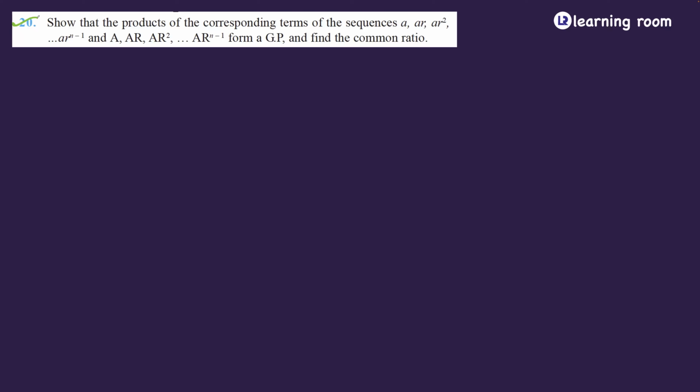So the 20th problem is: show that the product of the corresponding terms of the sequences. There are two sequences here. One is small a, ar, ar square, and so on till ar power n minus 1. And the other sequence is capital A, capital AR, capital AR square, and so on till capital AR power n minus 1. So what we need to prove is that the product of the corresponding terms in these two sequences would form a geometric progression.